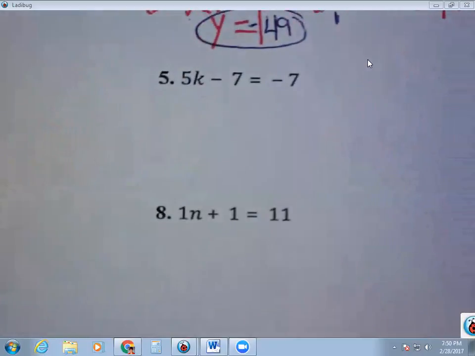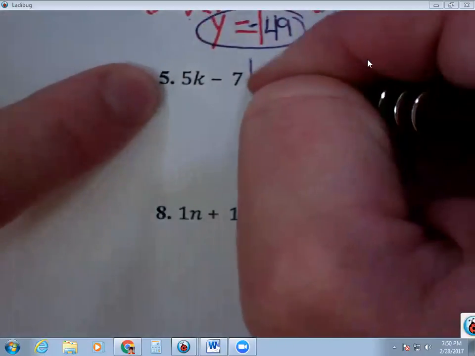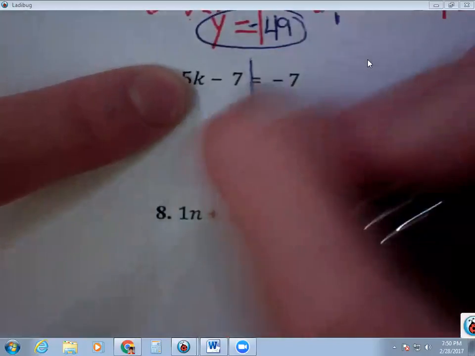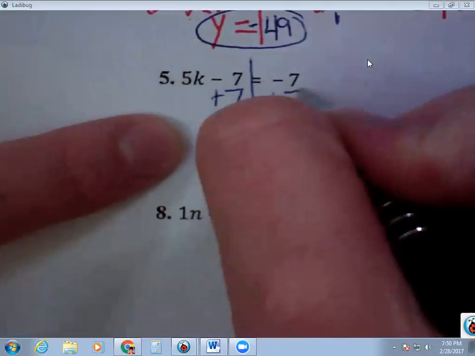All right, let's go just right down below that. Let's look at 5k - 7 = -7, because some of you got a little thrown on this one. Get rid of the constant. +7 +7. Boom.